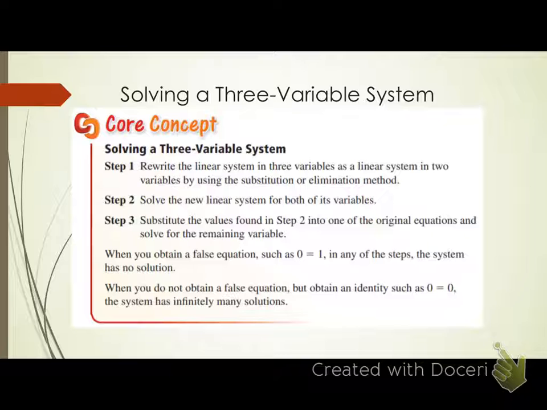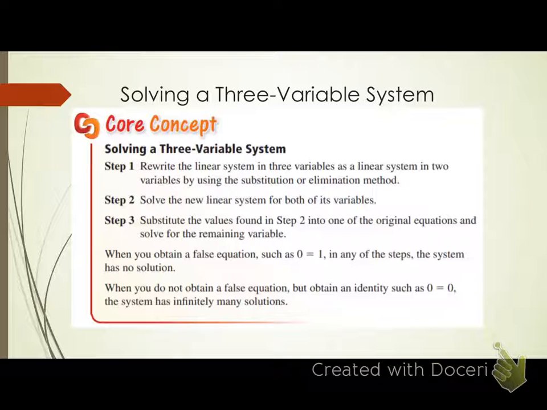When you obtain a false equation, such as 0 equals 1, just like in the past, we get no solution. You guys remember that? My variables cancel each other completely out. I had a false statement. I got no solution. Same thing applies here.